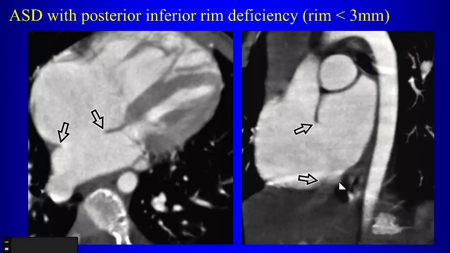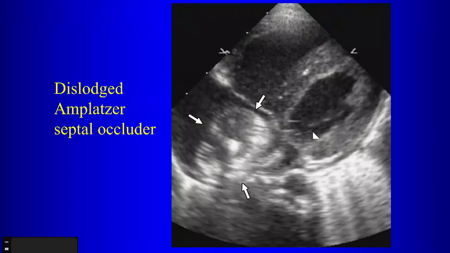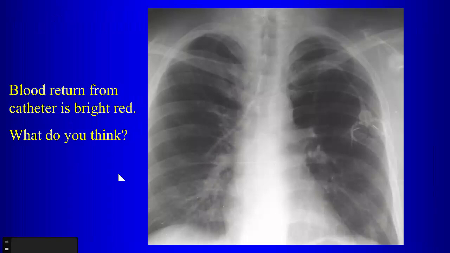And then here's another example where you have a deficiency down here. Not good. And the problem is that this is what happens. If you try to put it in these patients, it becomes this large and starts floating around, or can actually embolize. So of course, you don't want that.